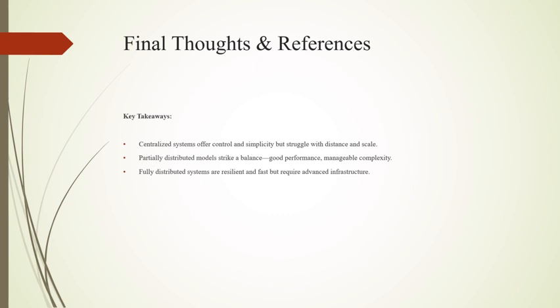Hello, Professor. Now we are going to discuss the final thoughts and references. To wrap up, we have seen that each architecture model has its strengths and trade-offs. Centralized systems are simple and reliable for small-scale operations. Partially distributed setups improve performance while maintaining a central data structure, and fully distributed systems offer the most robust and scalable solutions for global businesses, though they require significant technical investment.